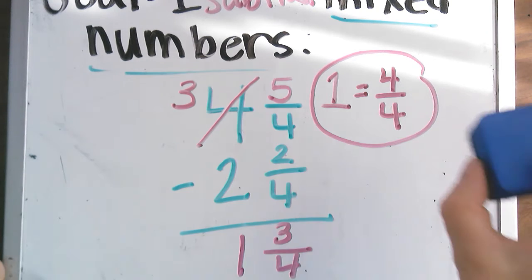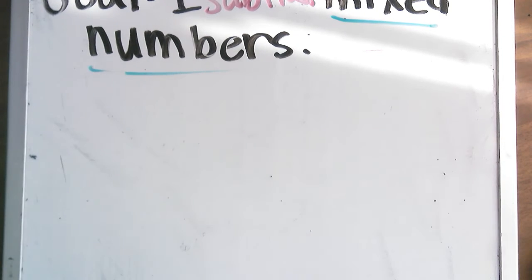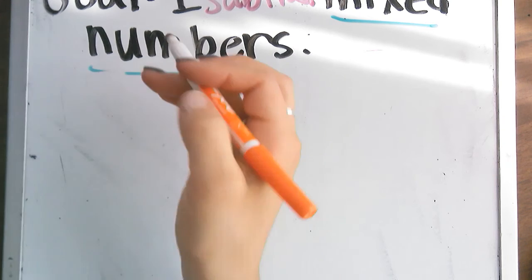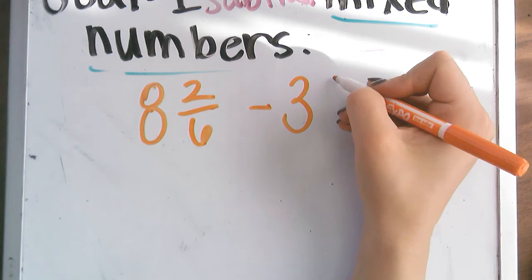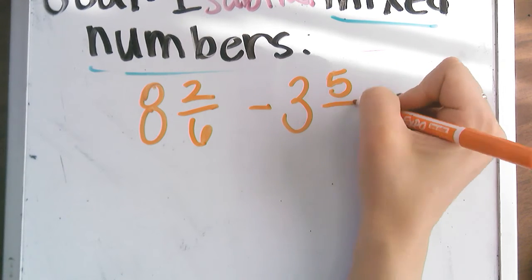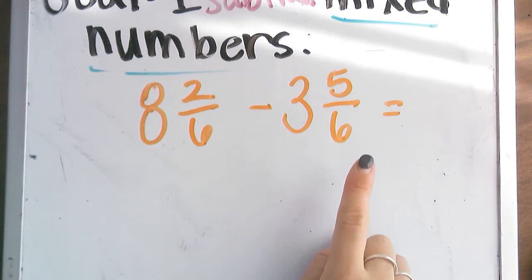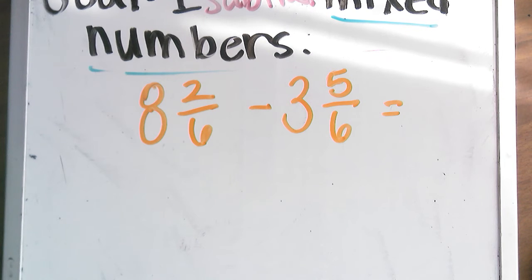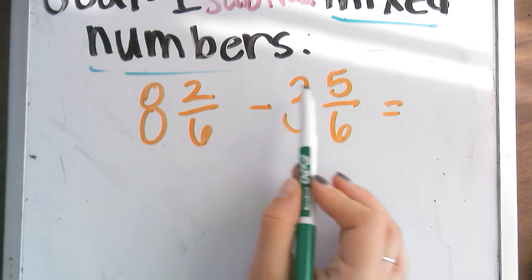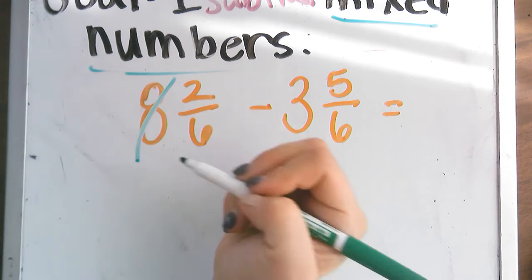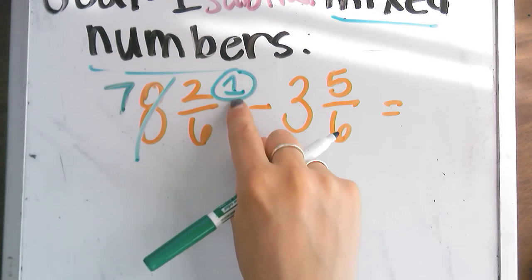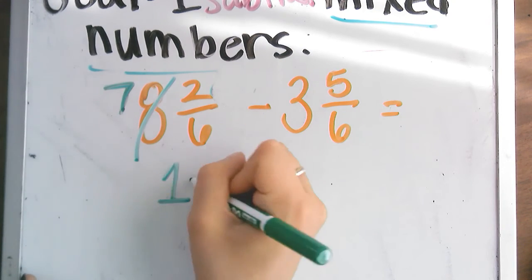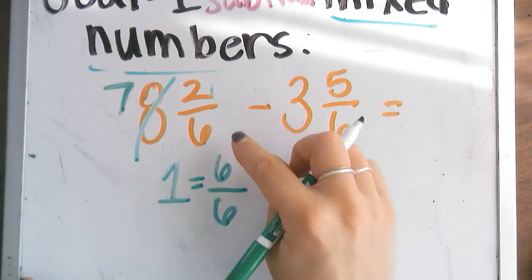Let's do that again. So we might have a number like 8 2/6 minus 3 5/6. So again, we look at our fractional pieces first. 2/6 minus 5/6. Oops, I can't do that. I can't do 2 take away 5. So I need to regroup from my 8. So my 8 turns into a 7, so I can regroup a whole 1. Now, a whole 1 is going to equal 6/6 because I'm in sixths.